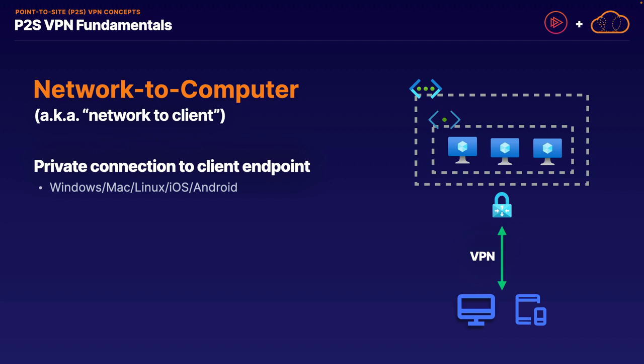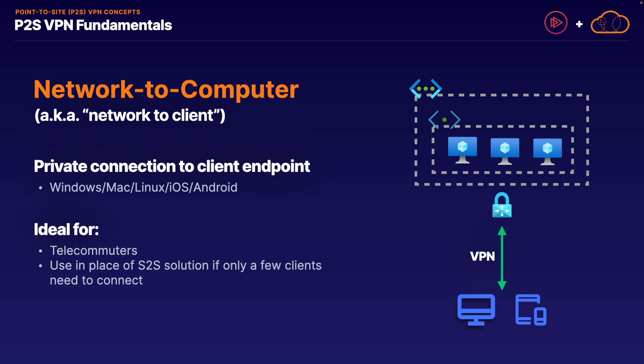Overall, point-to-site VPN as opposed to site-to-site VPN is ideal for scenarios such as telecommuters working from home who do not have their own VPN-capable router available, and it can also sometimes be used in place of a full site-to-site solution if you only have a few clients, whether they are centralized or decentralized, that need to connect.